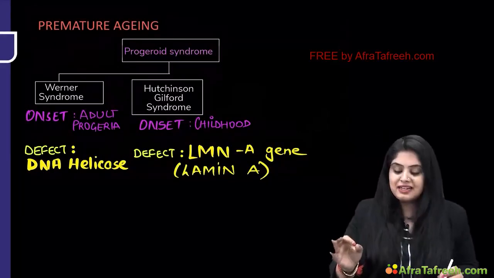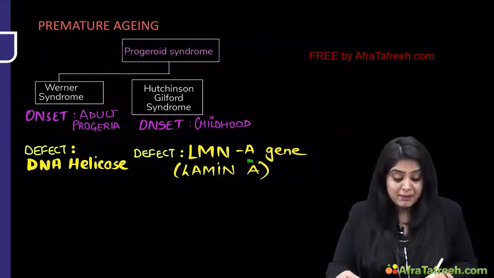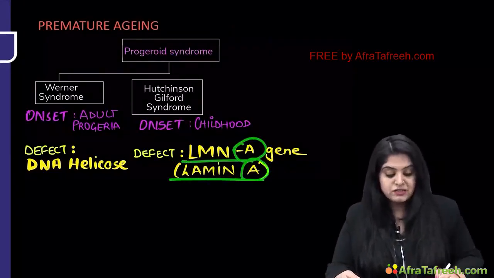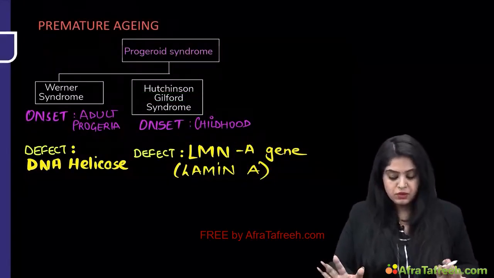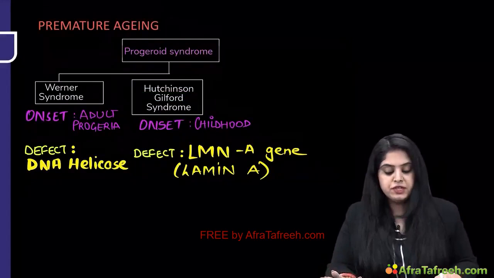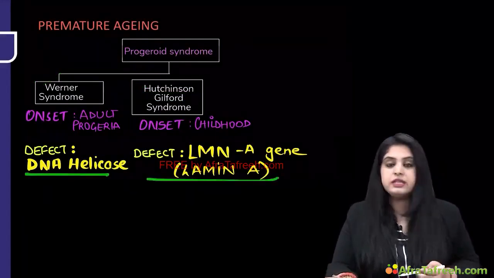Examiner is really mean at times. He asks you lamin A gene or lamin B gene and so on. So remember, lamin A gene. Lamin A gene is what is defective in Hutchinson-Gilford syndrome. All clear with it, everyone? So Werner may be early aging, Hutchinson may be early aging, but the defect is totally different.